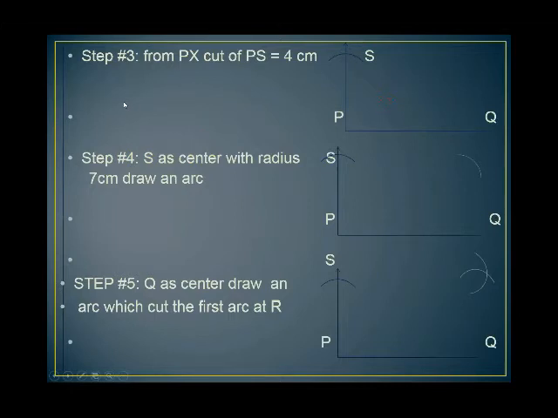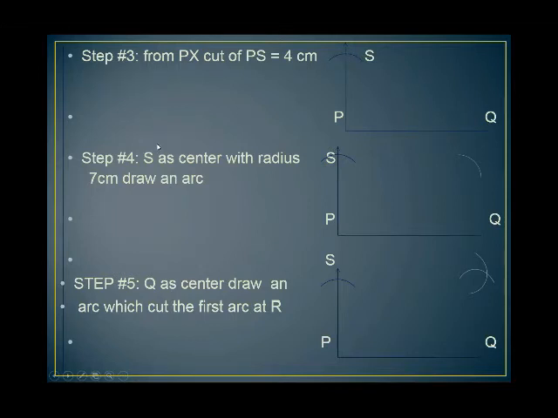Now, step number 3. What is PX? PX is the perpendicular which we have drawn on the baseline PQ at the point P. From that PX, we have to cut 4 centimeters from P. Put your compass at the point P and draw an arc of 4 centimeters which cuts PX.